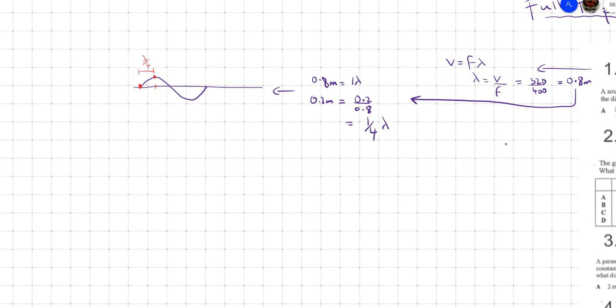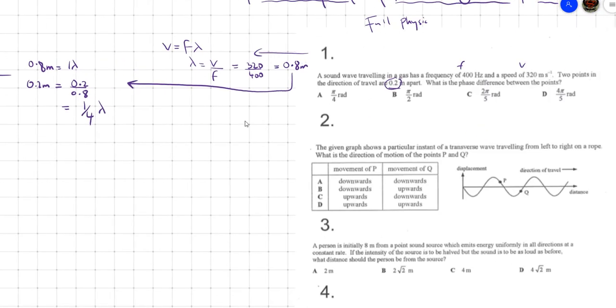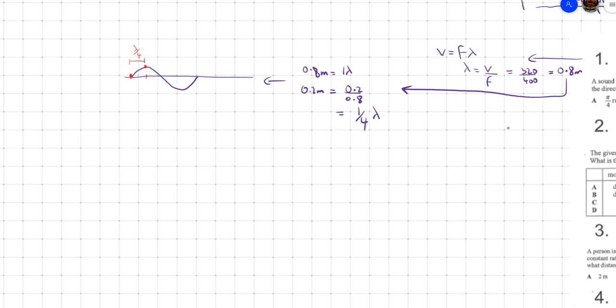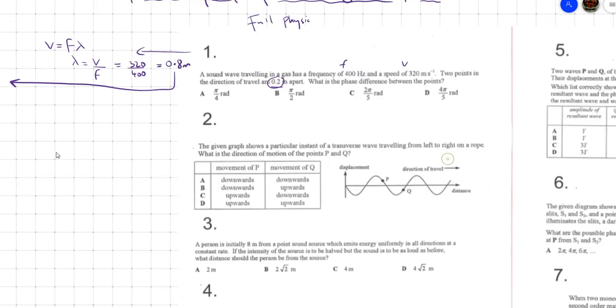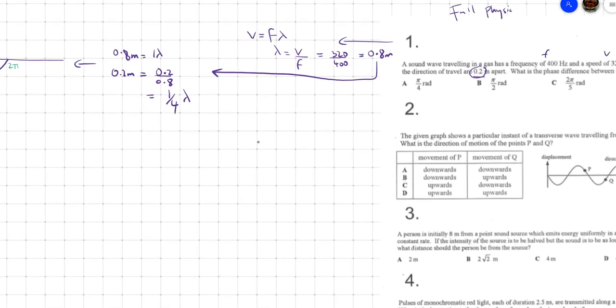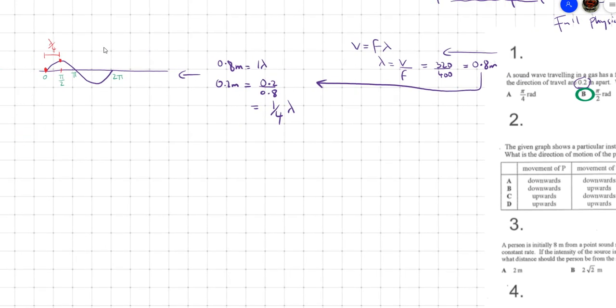Now for a quarter of the wavelength, the options given to us are in radians. So what do we know? We know that this is 0, this is pi, this is 2 pi. So this here has to be pi over 2. So the answer is B in this particular case. And here is the working out why.